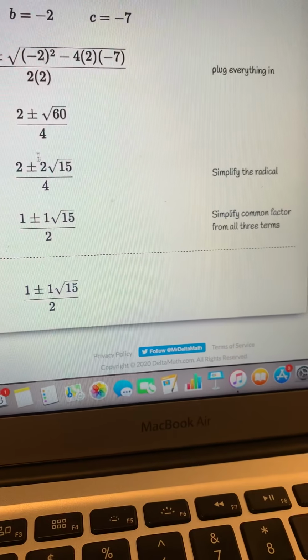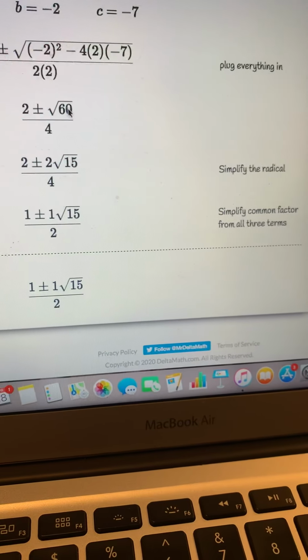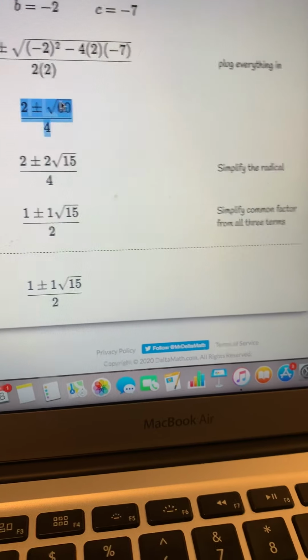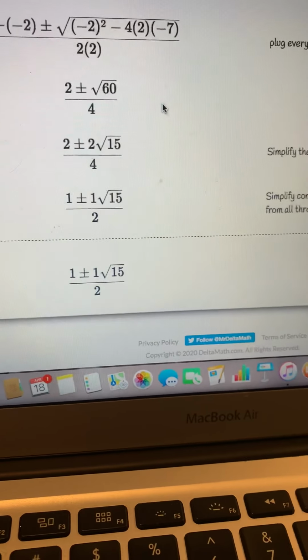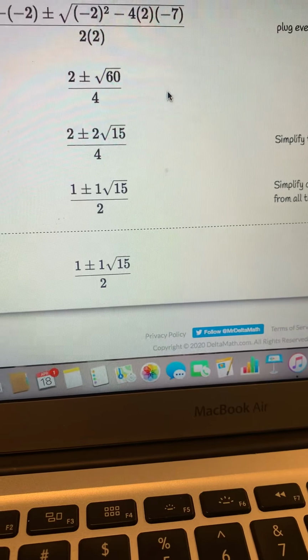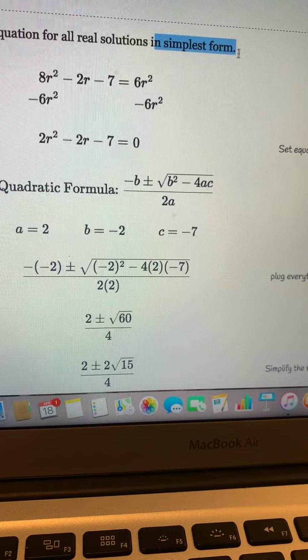If you would have put this as your answer, let's just say, it would not be simplified all the way. Or if, let's say, you would even put this as your answer, the radical not even being simplified, you'd be correct, but not in simplest form. That's the thing. The directions asked for it in the simplest form here.